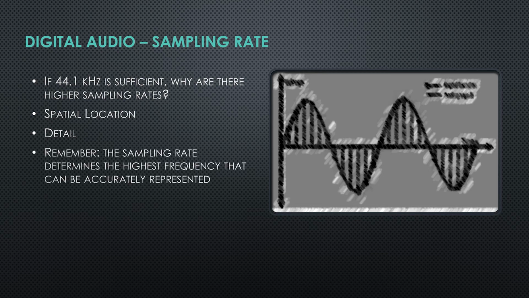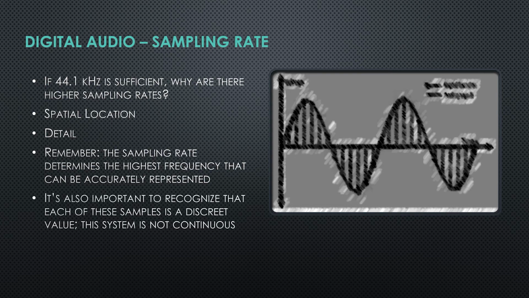Now remember, the sampling rate determines the highest frequency that can be accurately represented. So if we do not have a high enough sampling rate, we are not going to accurately be able to recreate certain sounds. It's also important to recognize that each of these samples is a discrete value. This system is not continuous. Each sample that we capture is just an arbitrary number.